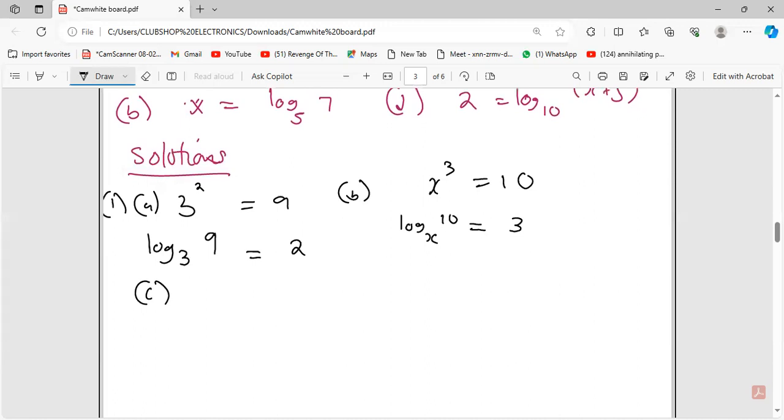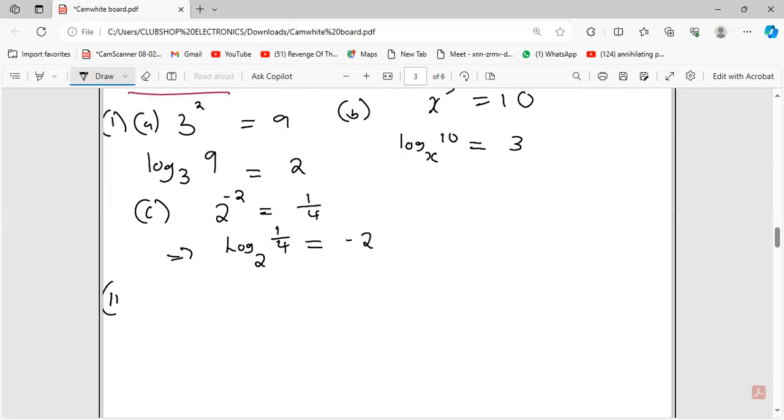Then see what we have. 2 to the power negative 2 is equal to 1 over 4. So this will have log of our base 2, and that we equate to negative 2, then we have 1 over 4. All right, that's it. Then number 2, from logarithm to exponential.